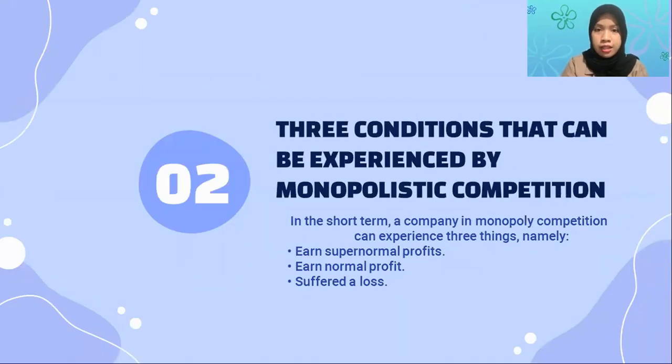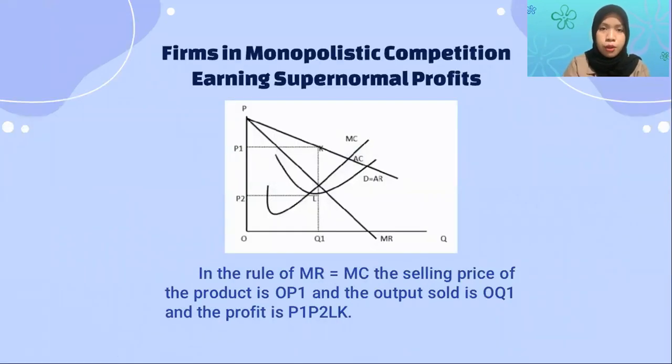Three conditions that can be experienced by monopolistic competition. In the short term, a company in monopolistic competition can experience three things, namely earn supernormal profit, earn normal profit, and suffer a loss. Firm in monopolistic competition earning supernormal profit: in the rule of MR equals MC, the selling price of the product is 0P1 and the output sold is 0Q2. And the profit is P1, P2, L, and K. The square is the profit.